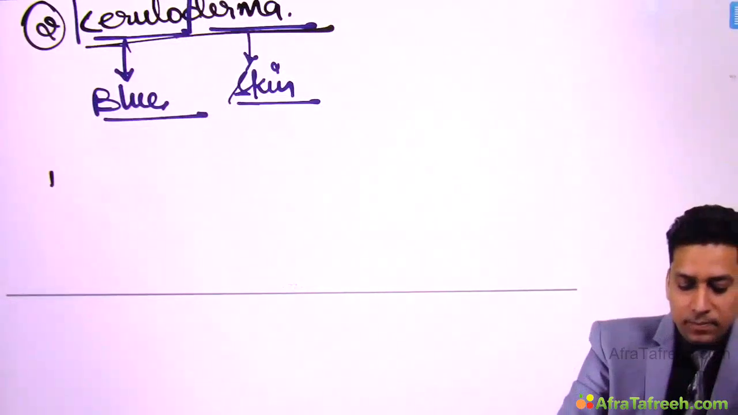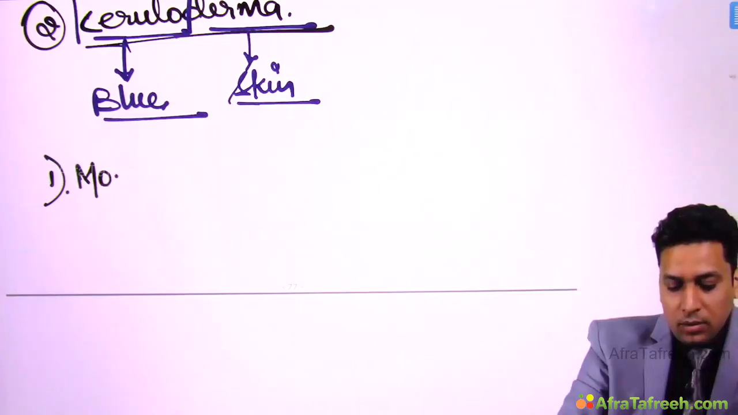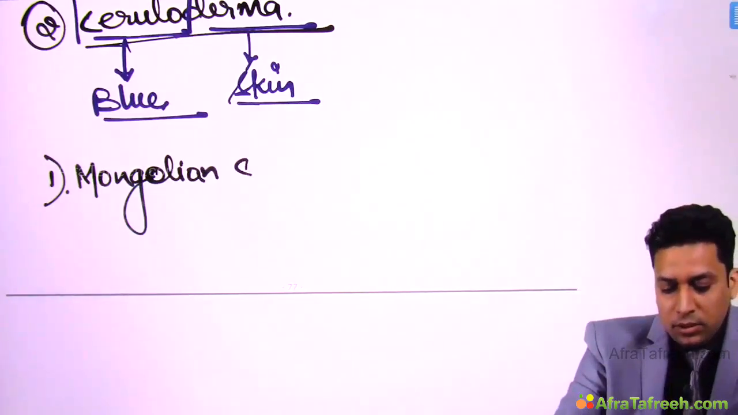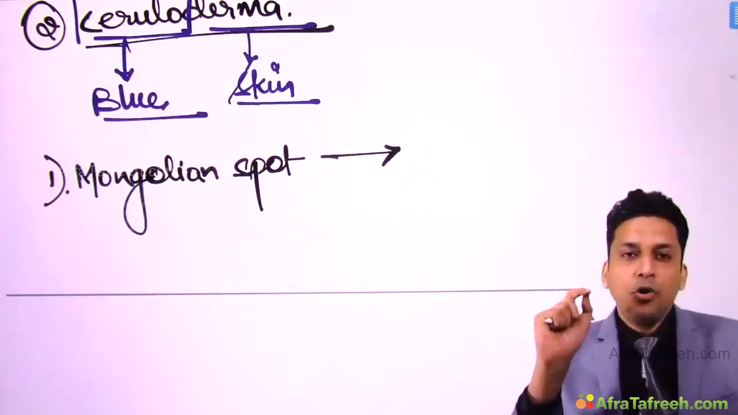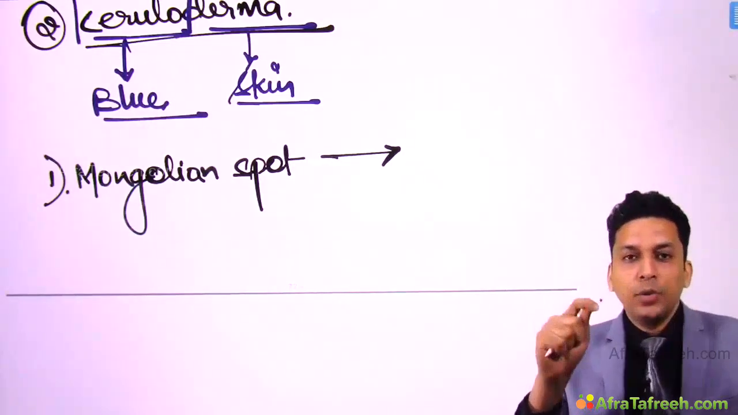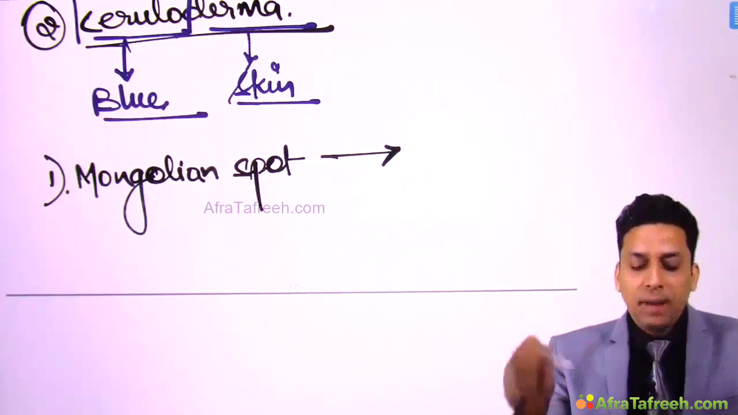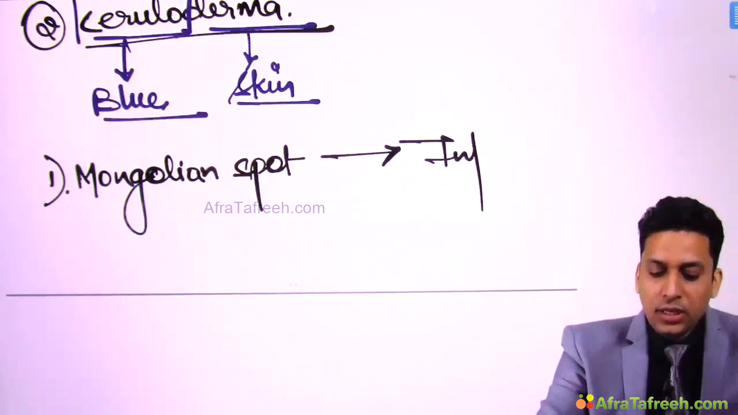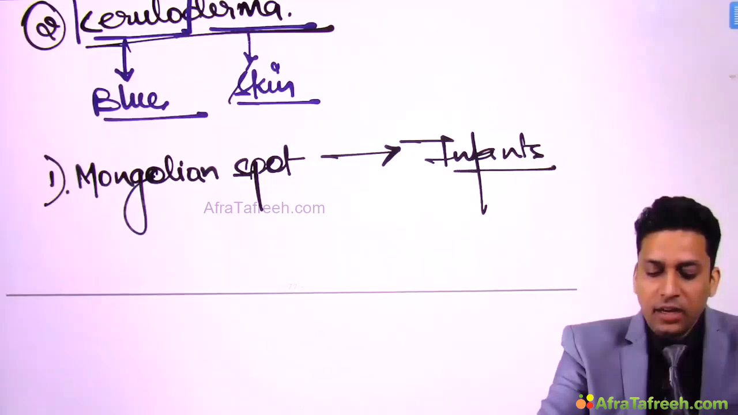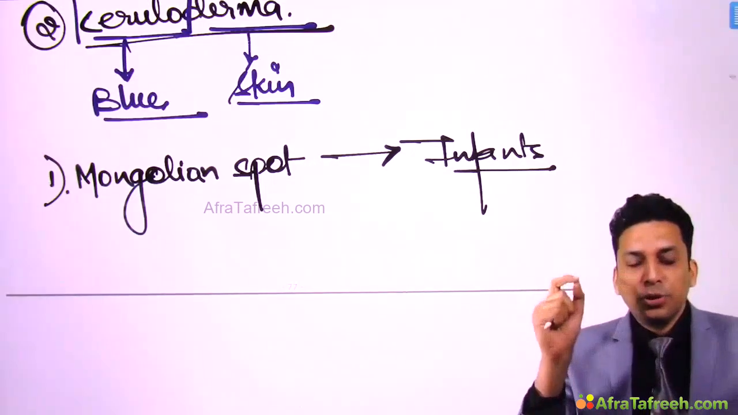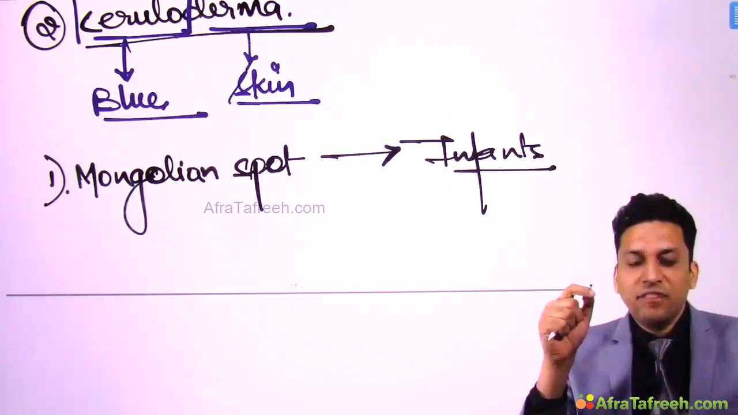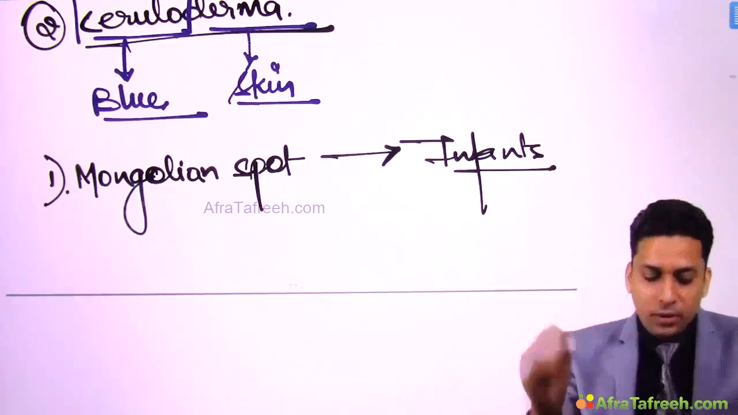First is Mongolian spots. So you can write one point here, Mongolian spots. These are bluish discoloration over the lower back in infants. So this bluish discoloration which occurs over the lower back in infants is an example of Mongolian spots.